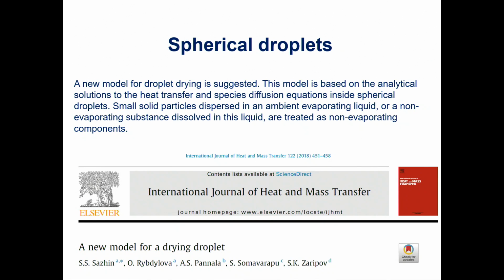Another topic on which we focused was an attempt to generalize our previously developed models for multi-component fuel droplet heating and evaporation to the problem of droplet drying. This problem appeared as part of a project supported by the Royal Society of the United Kingdom and the Russian Foundation for Fundamental Research. It was a focus of our attempt to apply our models to other areas, for example, to pharmaceutical applications, and the models developed for pharmaceutical applications were applied to automotive applications.